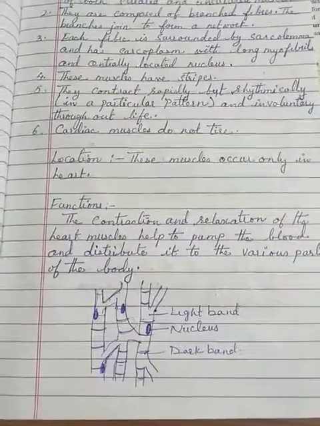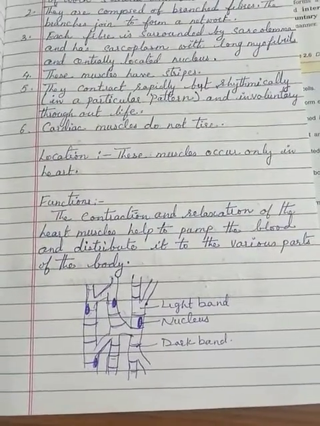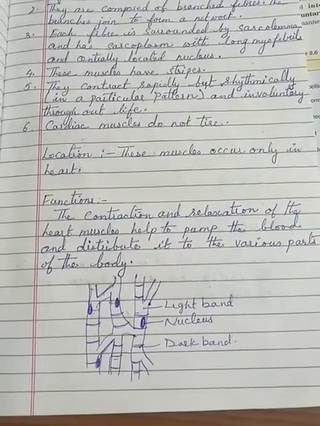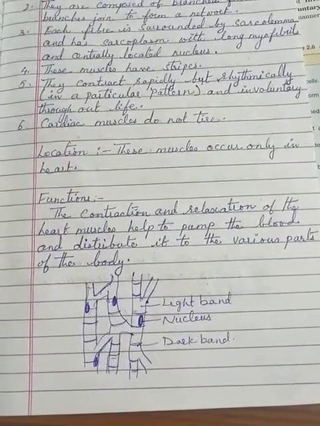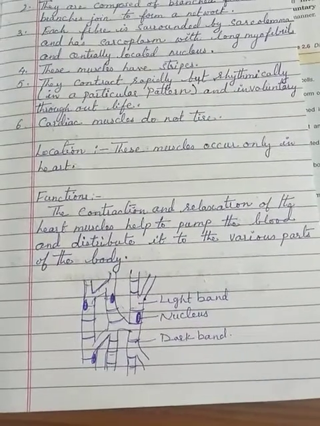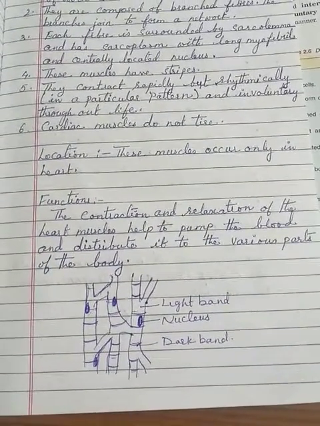So the main function of the cardiac muscle is the contraction. By its contraction and relaxation, it helps to pump the blood and distribute it to various parts of the body.